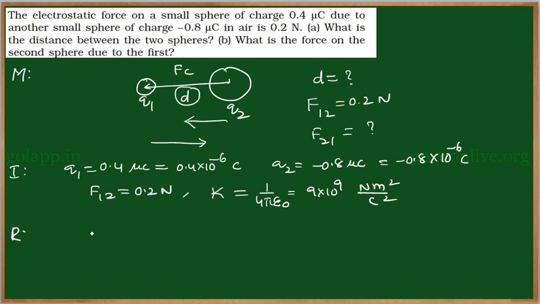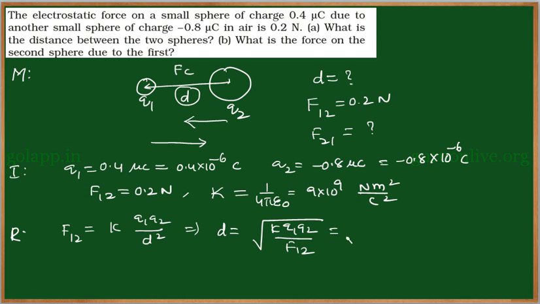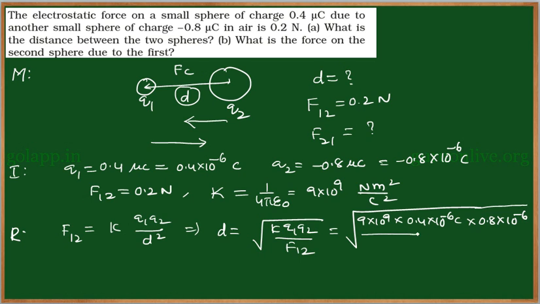Now come to the resolving part. The Coulomb force is given as K Q1 Q2 / D². So the expression for D becomes the square root of K Q1 Q2 / F12, that is equal to root of 9 × 10^9 times 0.4 × 10^-6 coulomb times, here we need to consider the magnitude, 0.8 × 10^-6, divided by the force 0.2.